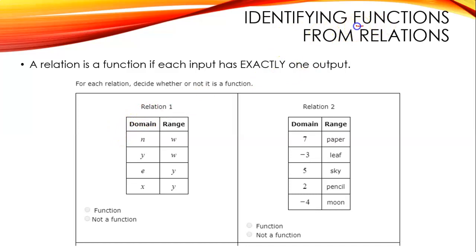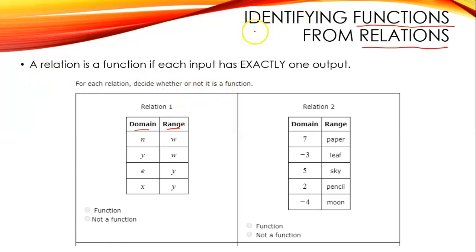Functions are just a special type of relationship. What we have here is two relations. They relate the domain, which is the x values, to the range, which is your y values. And it asks us to decide whether each of these relations is a function.